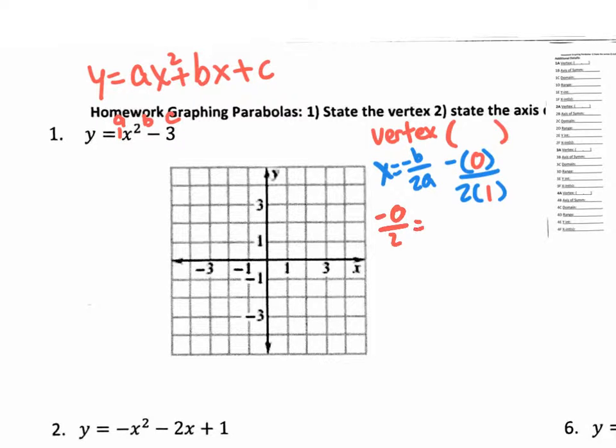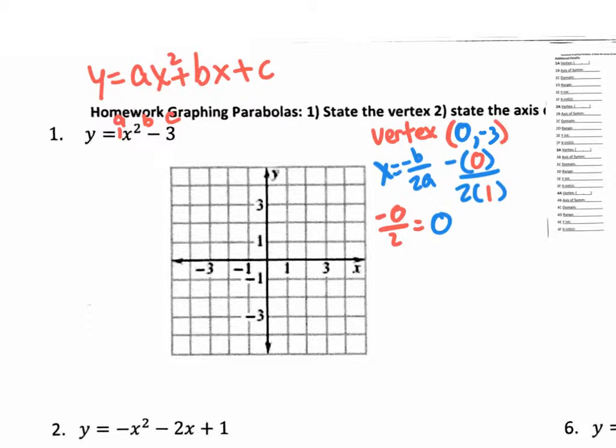Negative 0 divided by 2, that's just going to be 0, right? So what did we just find? We found the x value of our vertex. The x value of our vertex is 0. We still need the y value, and that's really easy to do, right? Because when you plug in x into a standard form quadratic, your output will be your c value. Again, if you plug in 0 right in there, 0 squared is 0, 0 minus 3 is the c value, -3. Okay, so when I plug in 0 for x, I get out a -3 for y. That is my most important point.